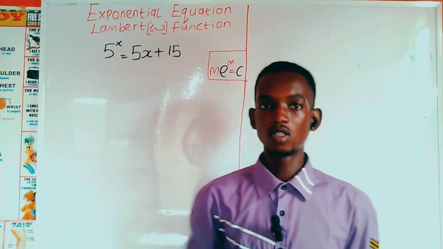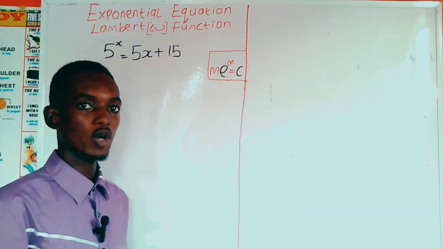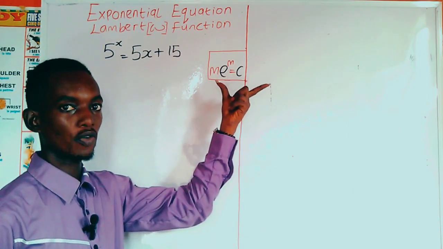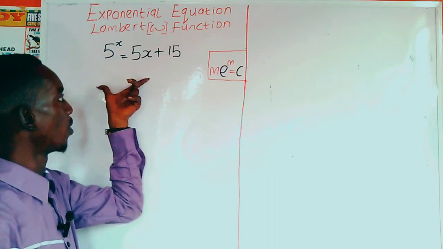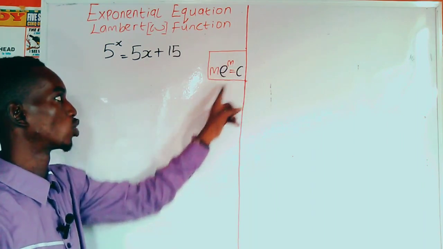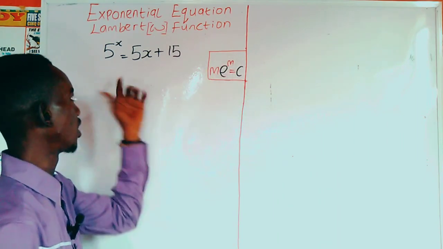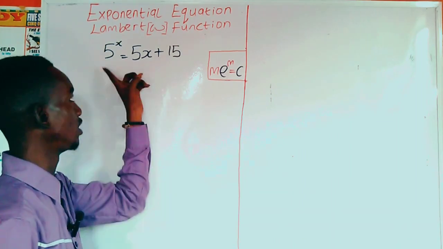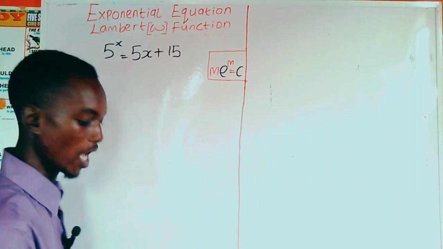Okay, so let's continue. As usual, the aim of the Lambert function is to express our equation in this format. First of all, when we compare, we'll see that in this equation here we have just one term of the variable and a constant, but here we have two terms of the variable. So to eliminate that, let's divide both sides by 5 raised to the power x.